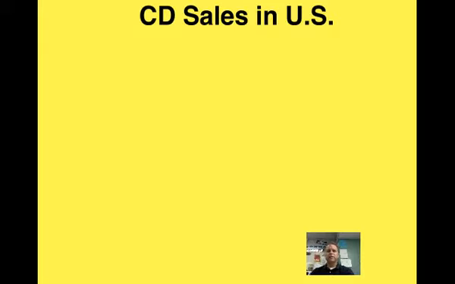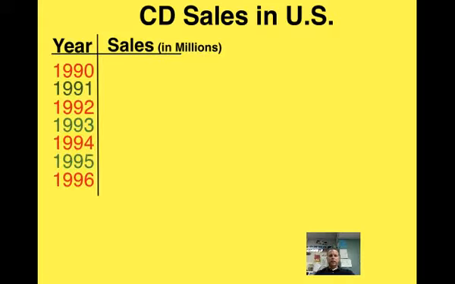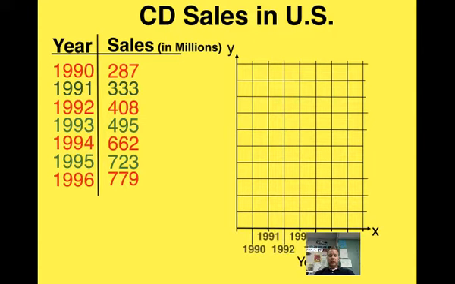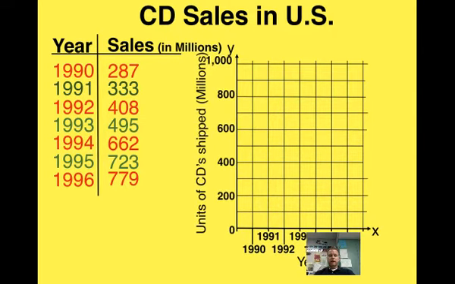Alright, so let's look at CD sales in the U.S. Here's our information from 1990 to 1996. These are the number of CDs sold in the millions. So that's 287 million, 333 million. Would you take a moment and graph the number of CDs sold for each year.